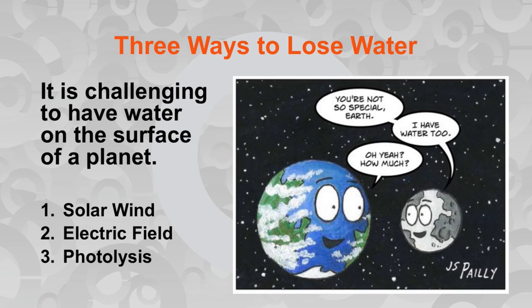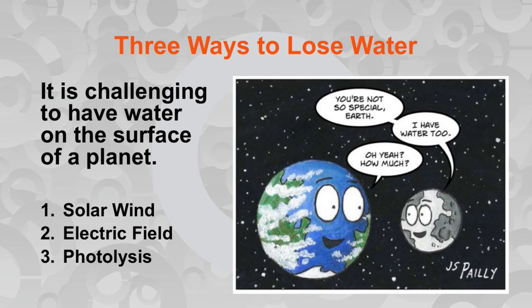I don't consider myself an astrobiologist, but I do know a thing or two about chemistry, and NASA and other scientists have been uncovering different ways that planets can lose their water, and it's pretty amazing that Earth can hang on to its own. So what are some of the ways? I'm going to go through three major ways that a planet can lose its water. One has to do with the solar wind, and we'll talk about this. An electric field, what's that all about? And photolysis, another good college word that we'll easily explain here in a few slides.